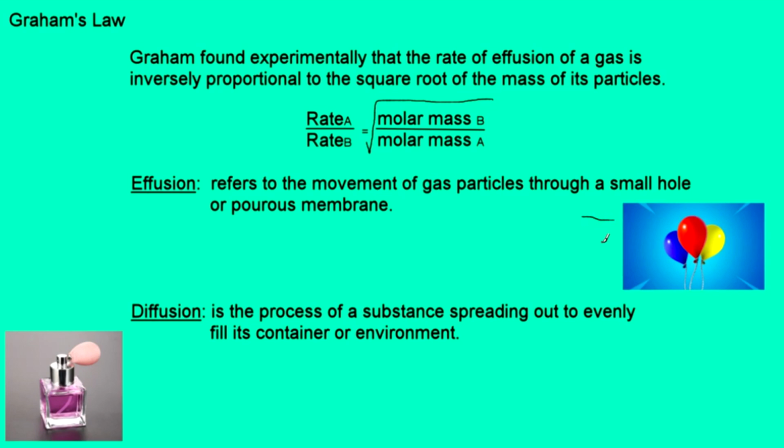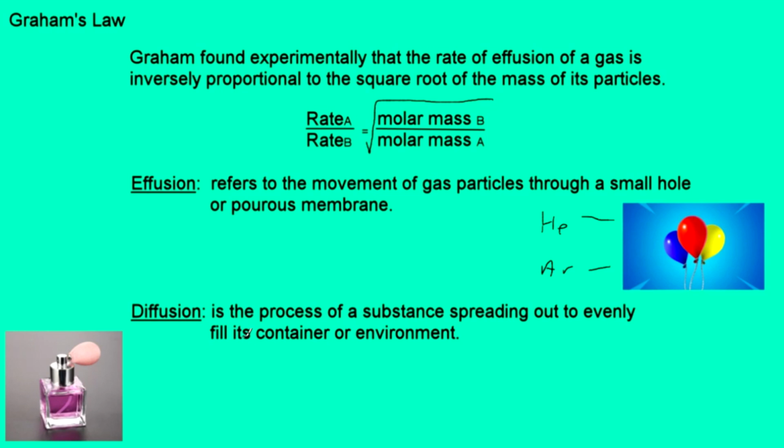So let me ask you this. If you have a helium balloon, which has pretty small particles, or let's say you had an argon balloon, which is a little bit larger, which do you think would stay in the balloon longer? The one with the larger particles is not going to seep out as quickly. Argon is bigger than helium. The argon is going to stay in the balloon longer than helium would. Okay, so this just refers to the movement through a membrane.